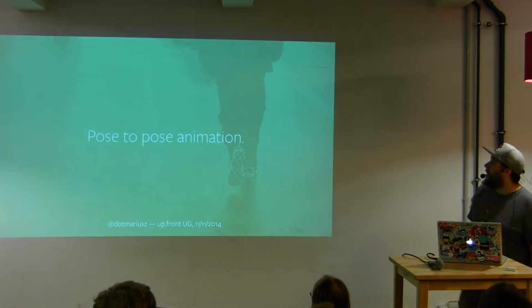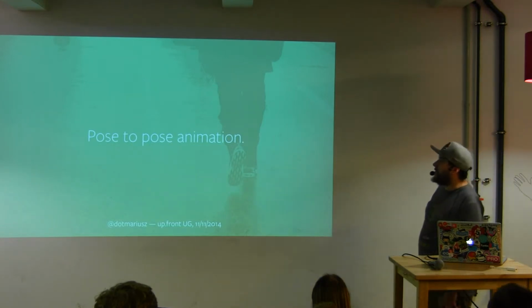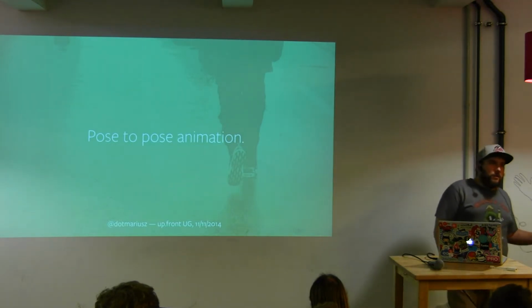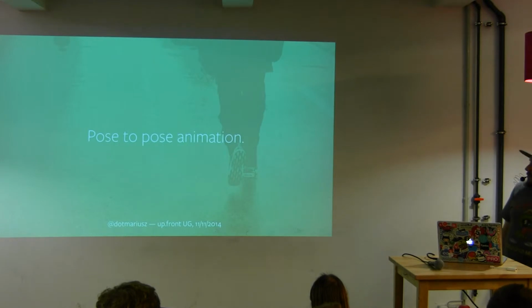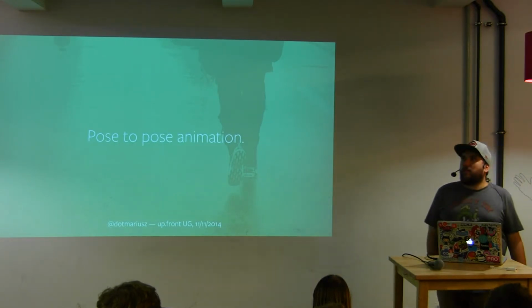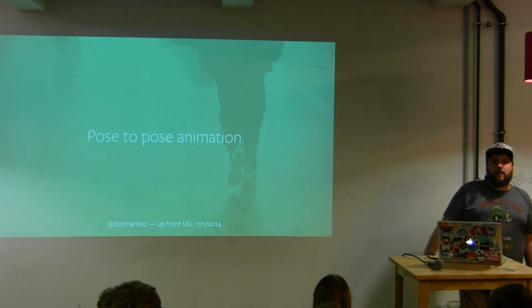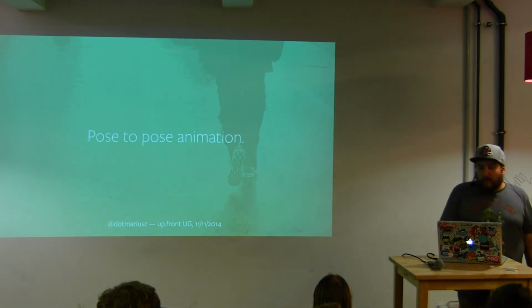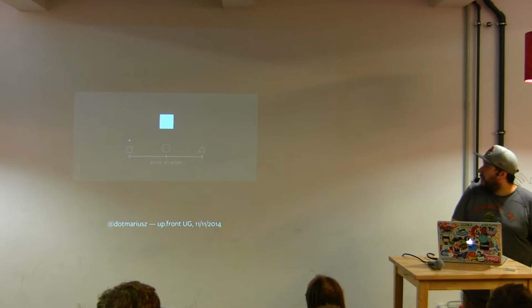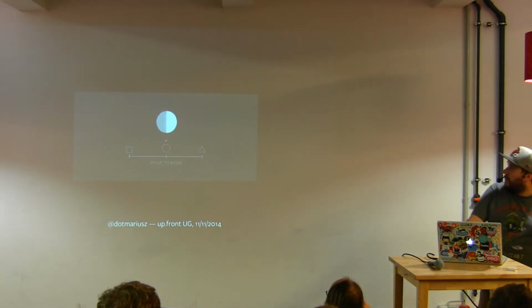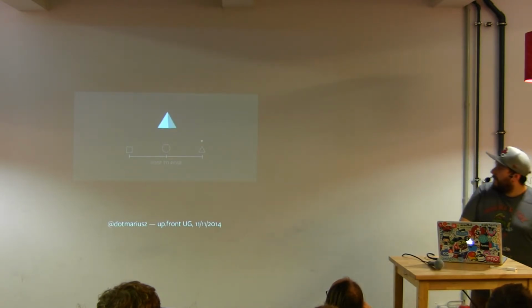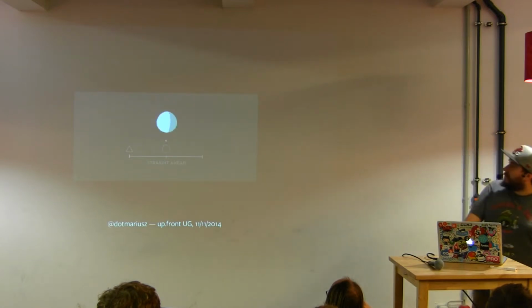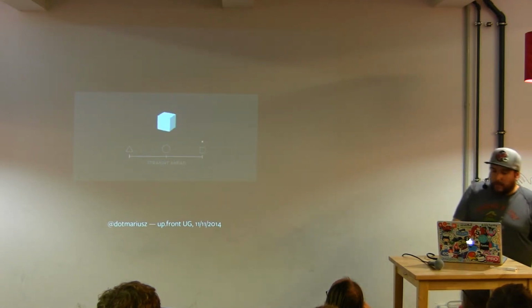Pose-to-pose animation is an animation principle that basically says if you have multiple poses, you shouldn't just transform them one-to-one. You should make sure that all the keyframes in the middle also make sense. So if you switch from, let's say, a cube to a sphere to a cube again, it shouldn't just be linear. It should be something like that. And there's also straight ahead, which is kind of similar.